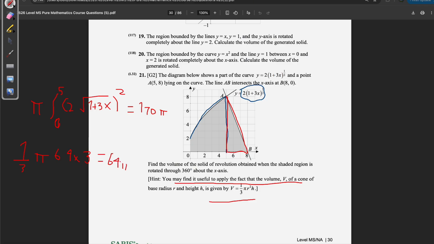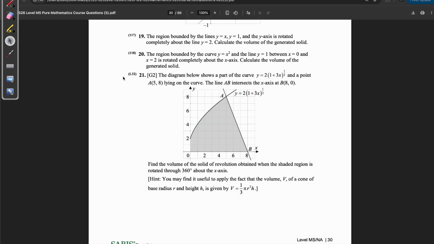Since we need the total volume, we add these two together to get 234 pi. That's it for question 21. Let's move on to question number 22.